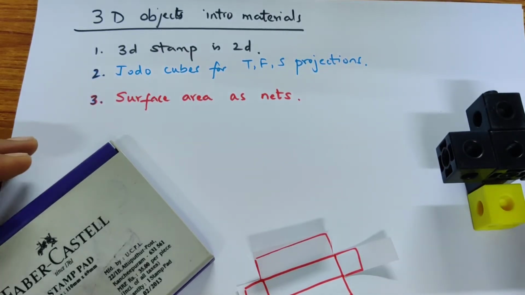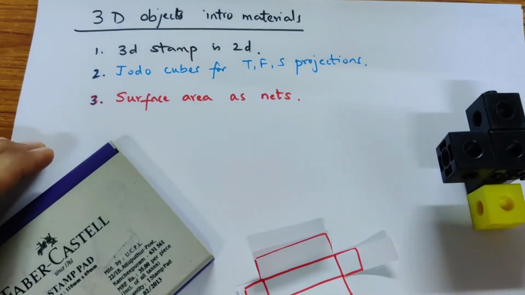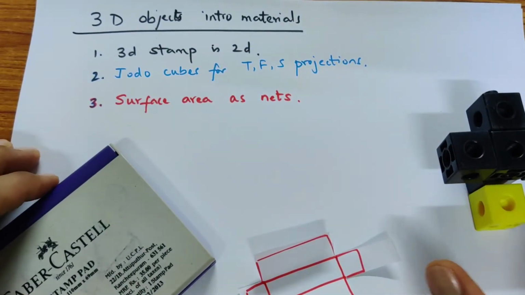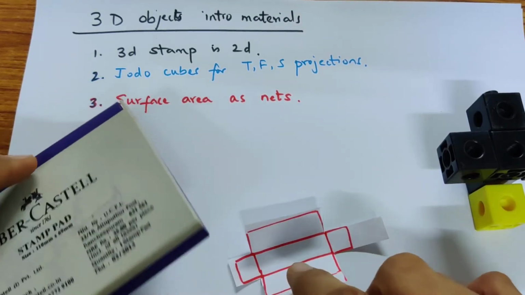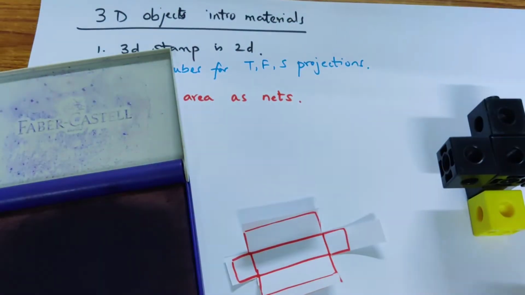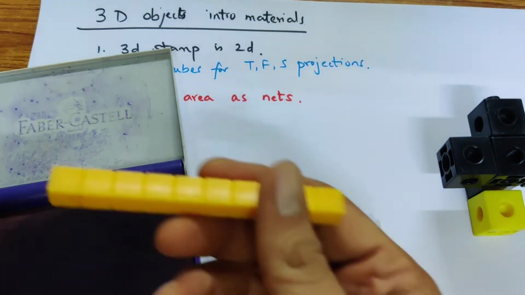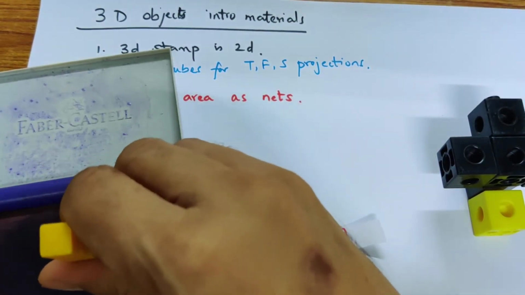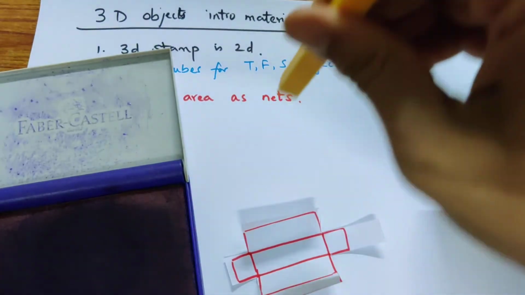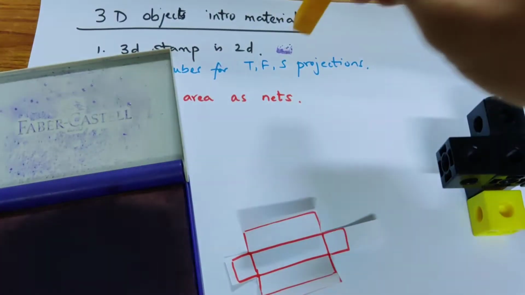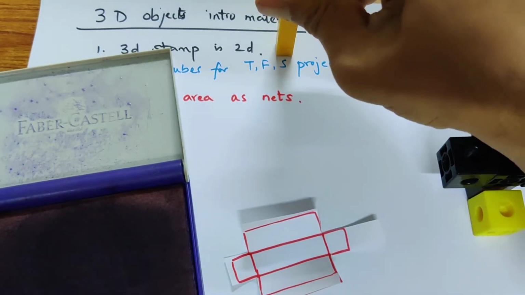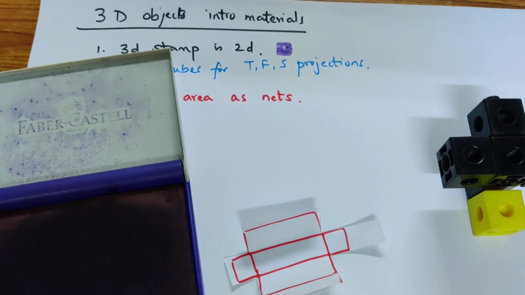In this video we'll look at introducing 3D objects. What are the materials we can use? One of the materials we can start with is basically like a stamp. So you have a 3D object. You take a 3D object, like this, and then you basically stamp it. The stamp has to be a little wetter, so you get a nice stamp of it.